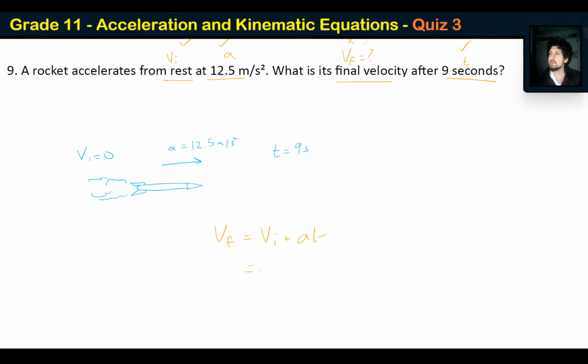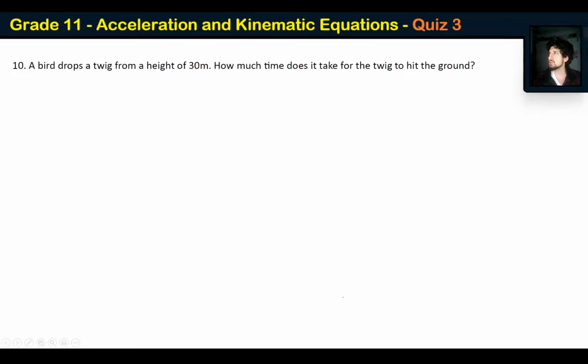And so that's 0 plus 12.5 multiplied by 9. And so 12.5 multiplied by 9, I should be able to do that. 112.5 meters per second. Okay, let's move on. I hope that wasn't too challenging.